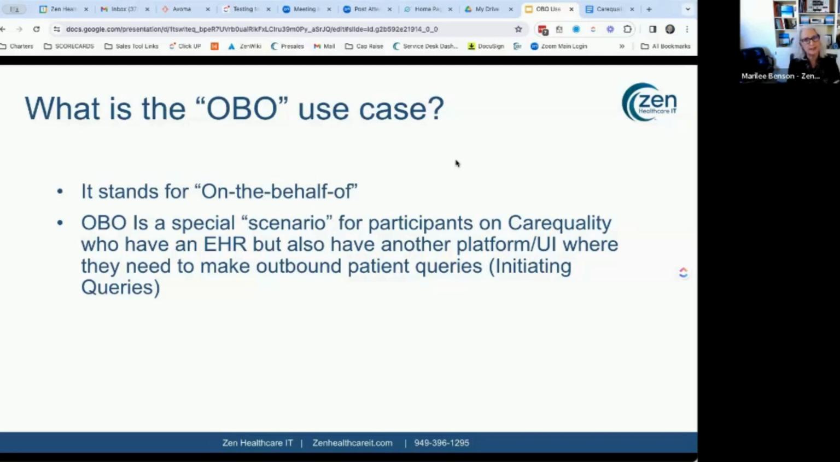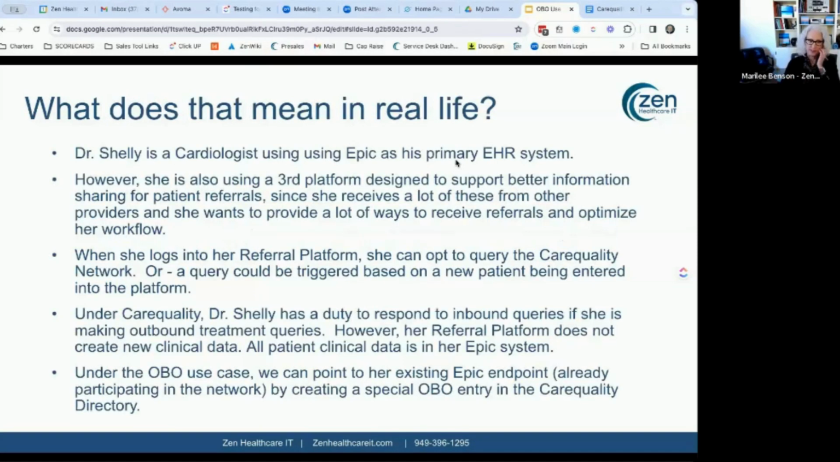But they're also using another tool. That tool could be some sort of platform, special user interface, or third-party tool that's living alongside their EHR system. The way it works, it needs to be able to go out and make queries via the national networks in order to perform its function. In this scenario, it's going to initiate queries, but it doesn't have any data to respond back with because it's not an EMR system. It can seem more complicated than it really is.